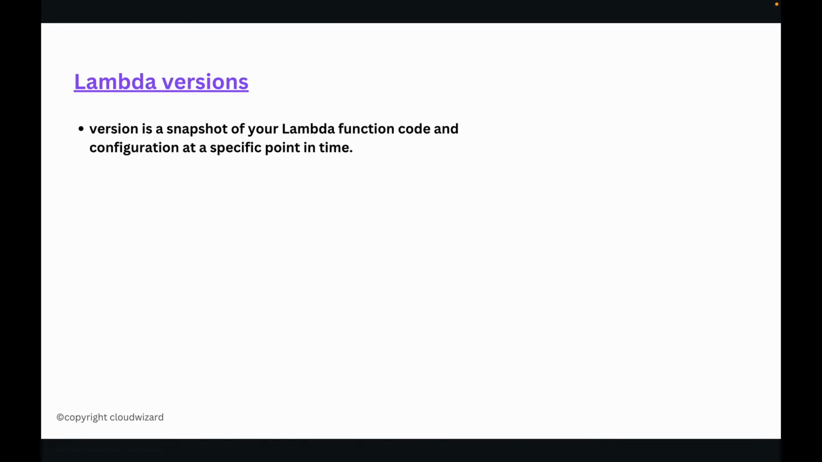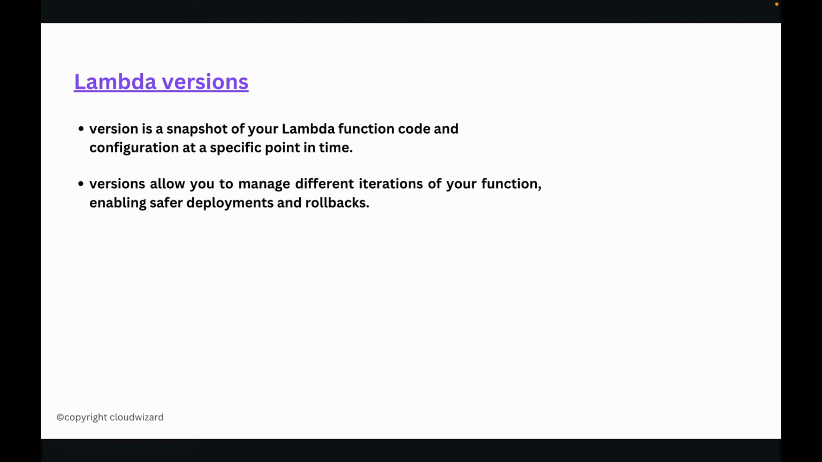Hi, so let's see what are Lambda versions. A Lambda version is a snapshot of your Lambda function code and configuration at a specific point in time. Versions allow you to manage different iterations of your functions, thereby enabling safer deployments and rollbacks.